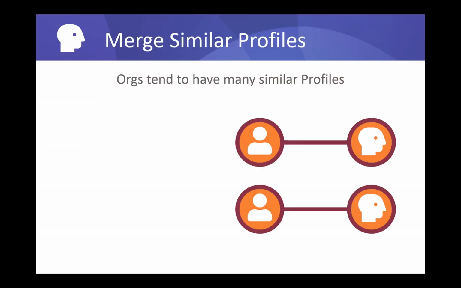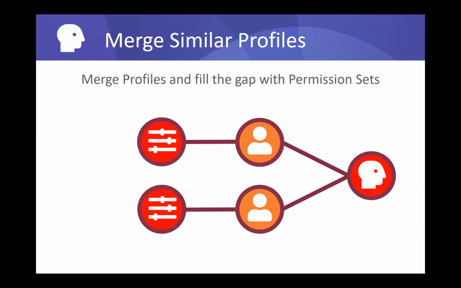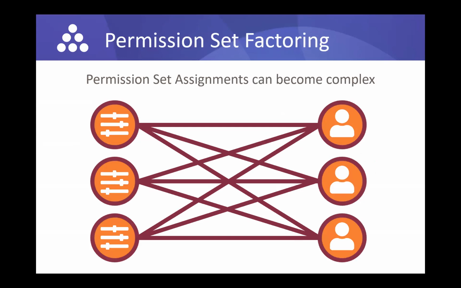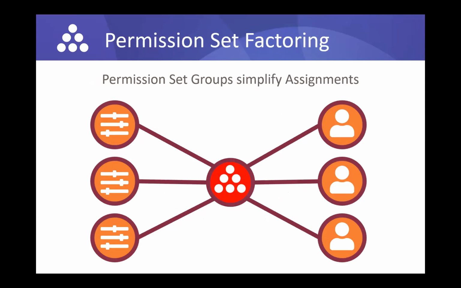So merging similar profiles. The idea here is that you take profiles that are very close to each other in terms of the security settings. You merge them down to a base profile and fill any gaps that you need to with permission sets, right? Of course, as we said before, the problem there is that you can get into a very complex web of permission set assignments. So organizing those logically, when it makes sense, into groups can really simplify those assignments, help you understand what the permission sets are designed for, and also let you assign a lot of permission sets in one shot rather than having to do it piece by piece by piece.